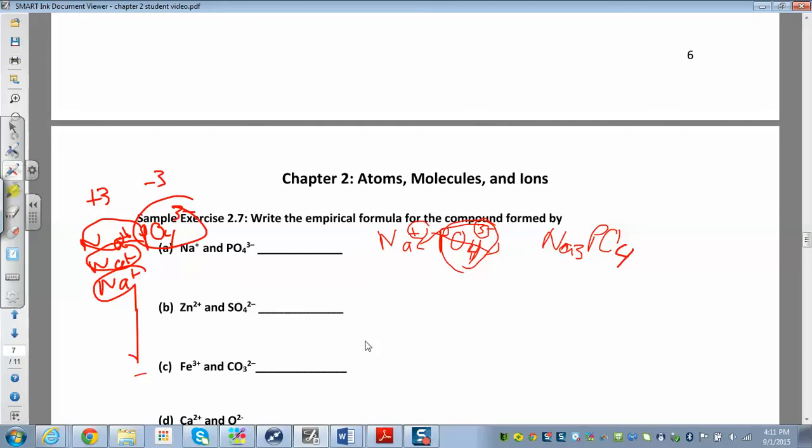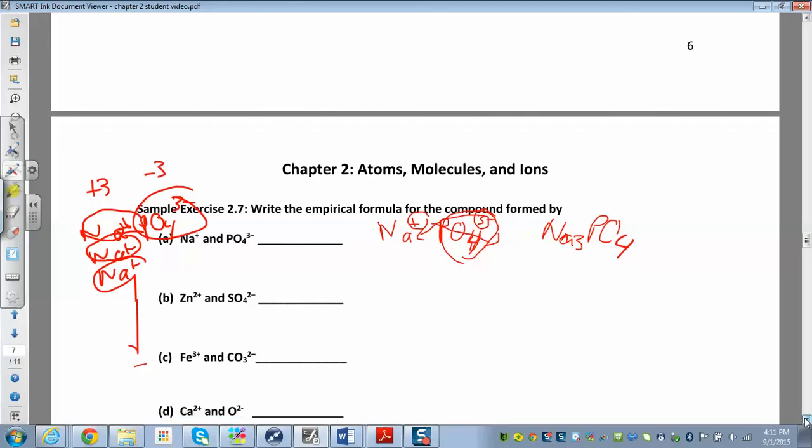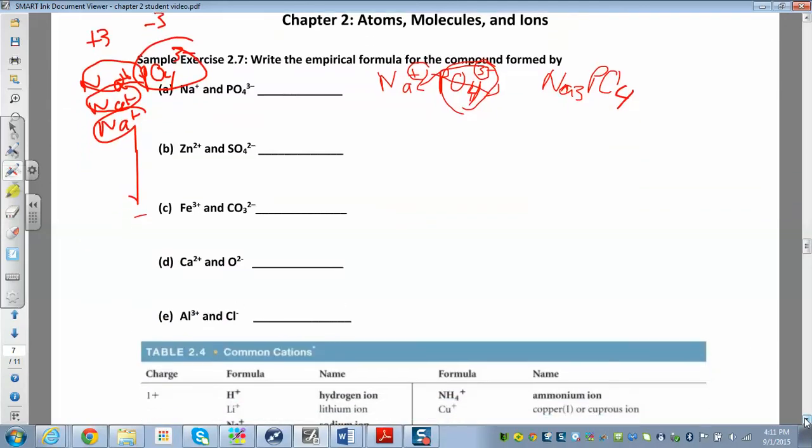Now for the rest of these, take a minute, work on them, do some crisscrossing, see what you get. You have zinc 2+, and sulfate 2-. If you crisscrossed them, you'd get Zn2SO4 2, but I have 2 and 2. I could divide them both by 2, and I get zinc sulfate, ZnSO4. Now, I don't need any parentheses because I only want 1 of those.